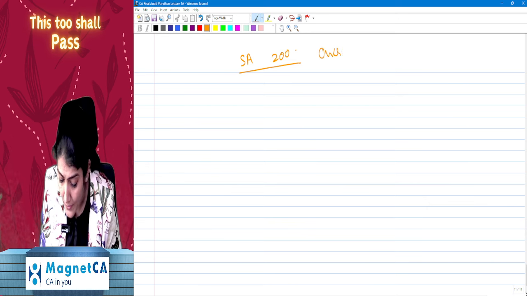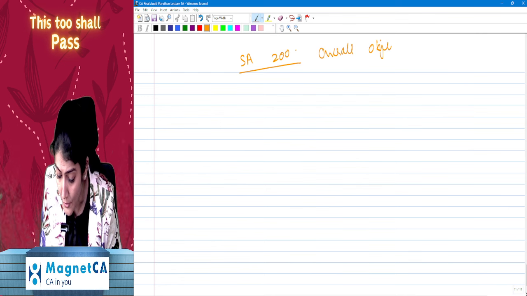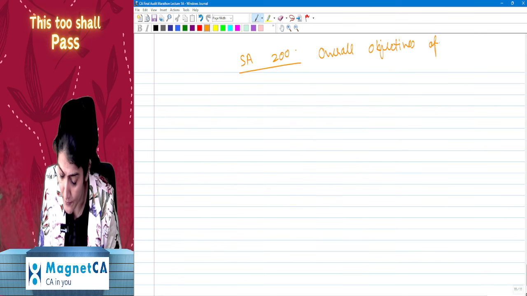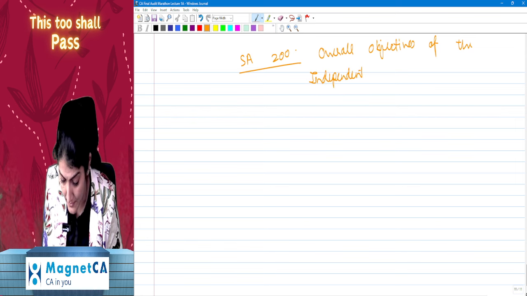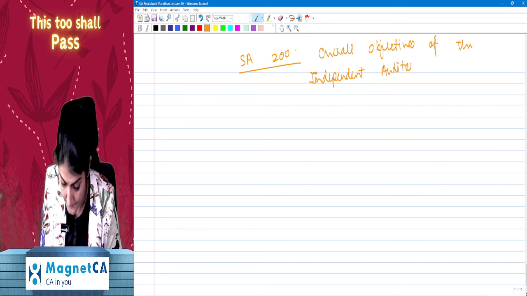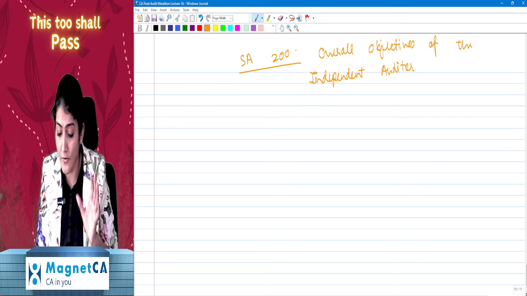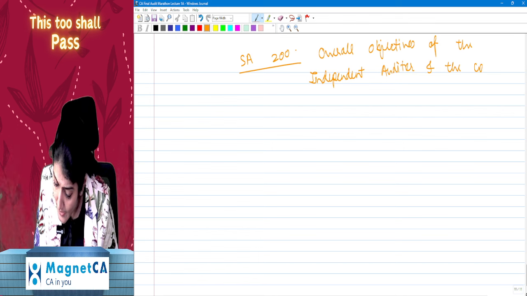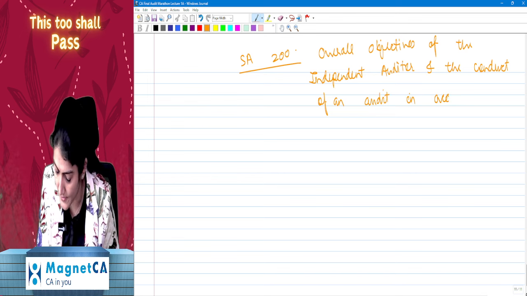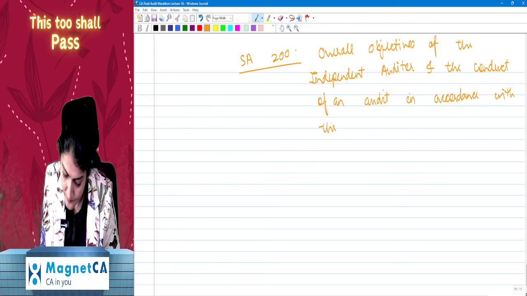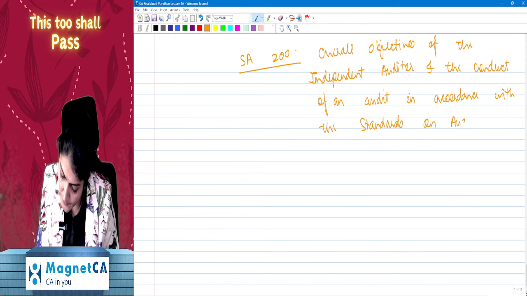SA 200. And what is the title of SA 200? Overall objectives, please keep writing with me, of the independent auditor. At least write 10% of what I'm writing. Overall objectives of the independent auditor and the conduct of an audit in accordance with the standards on auditing. Sit straight.